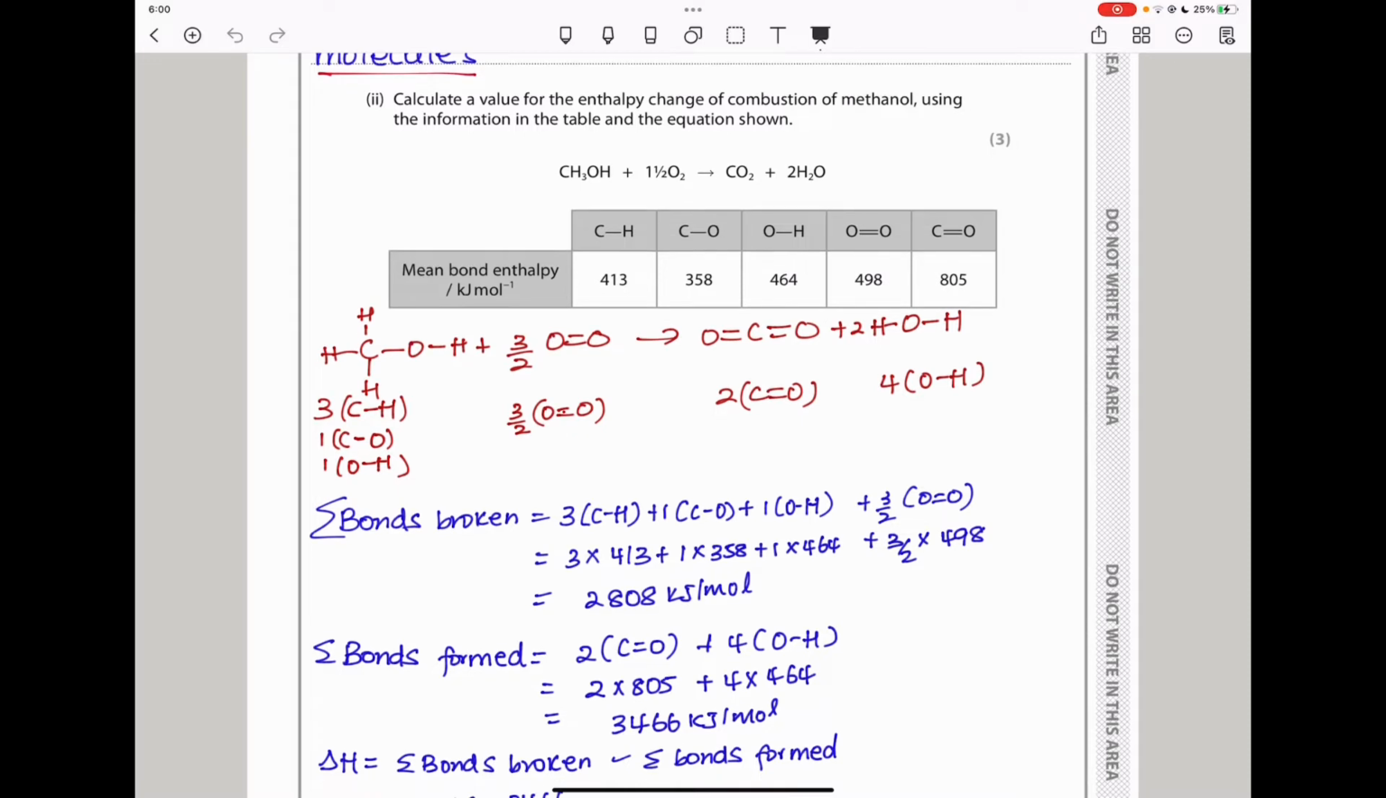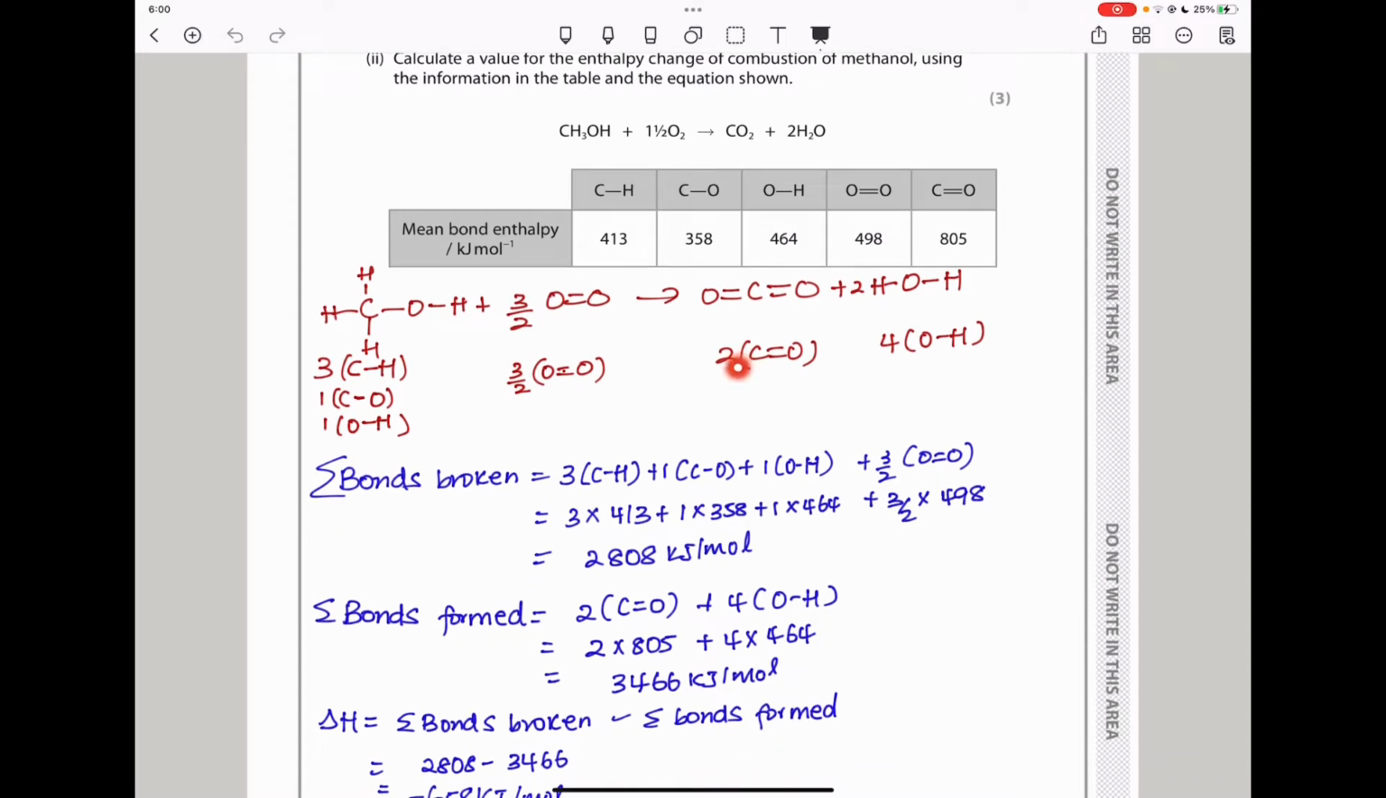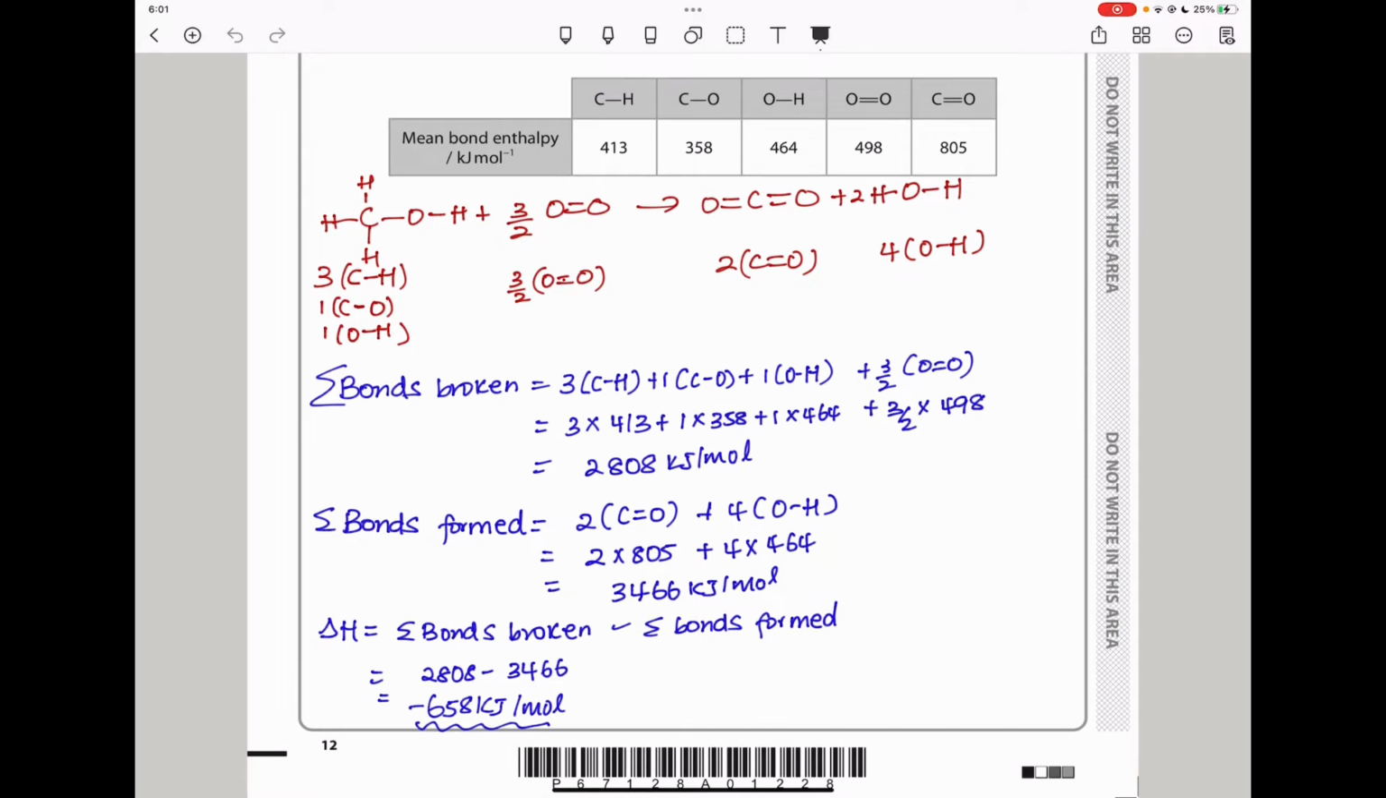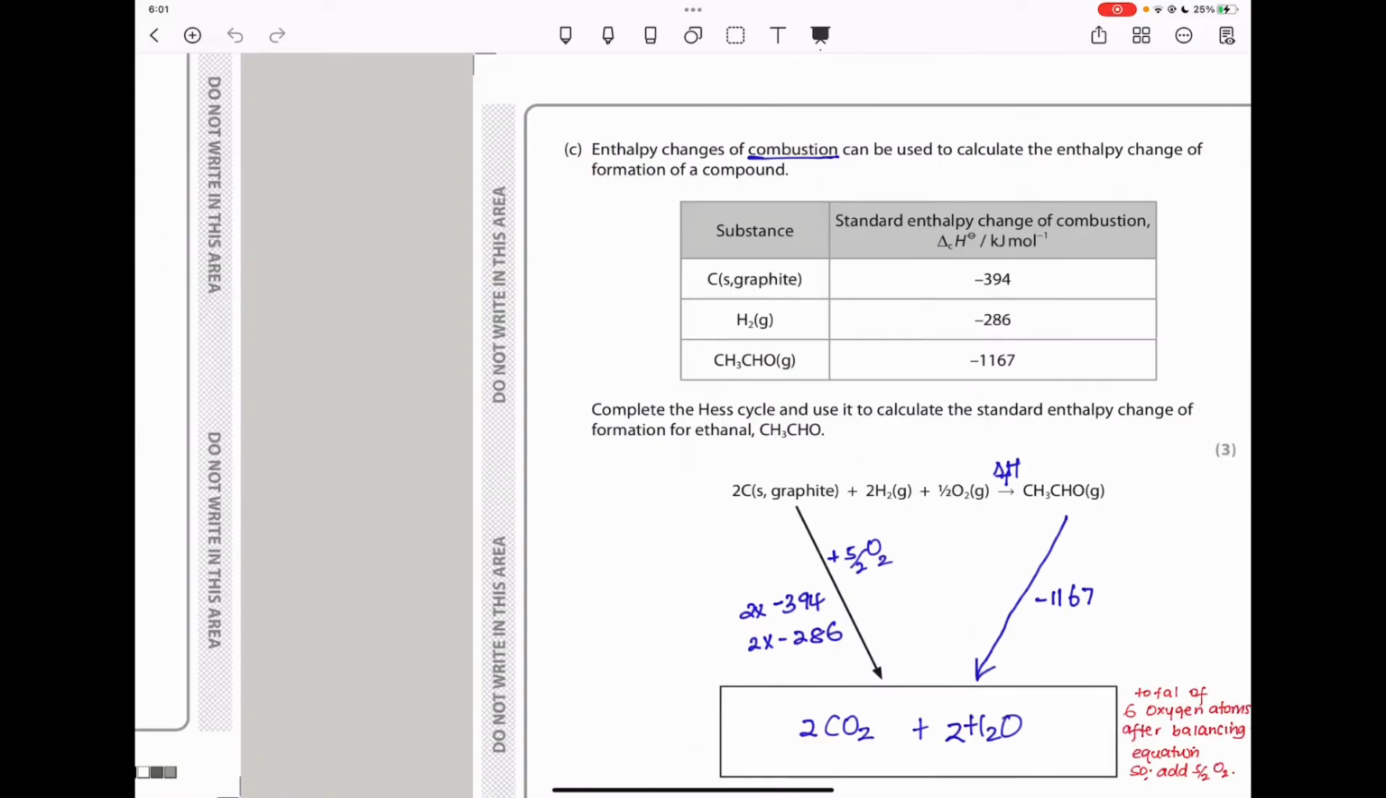And then on the other side, the bonds that are formed, we have 2 carbon-oxygen double bonds, which is 2 times 805, and then we have 4 oxygen-hydrogen, so it should be 4 times 464, and I got this one here. So I have the 2 sums. To find the delta H, it should be the summation of the bonds that are broken, which is this one here, minus the sum of the bonds that are formed. When I substituted it here, I got negative 658 kilojoules per mole as the enthalpy change using the mean bond enthalpies. So moving on.